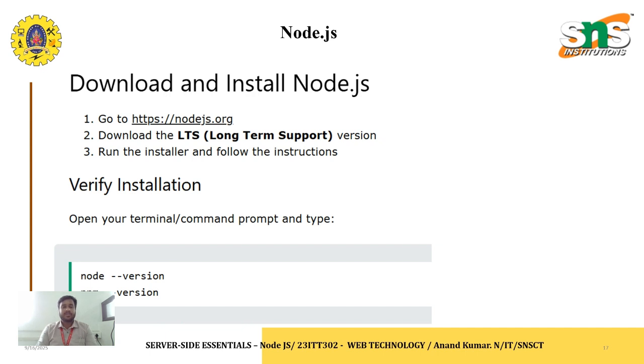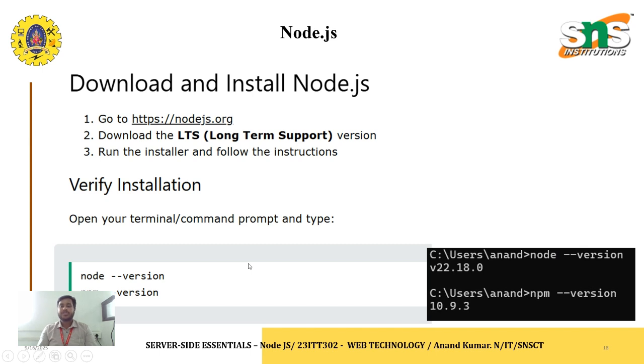To verify the installation, whether it has been installed or not, we can use our terminal or command prompt. Suppose you want to check whether Node has been installed. You can just type node --version. Or if you want to check whether npm has been installed, you can use npm --version, and it will show you the version. In the terminal, the Node version here is 22.18.0, and the npm version here is 10.9.3, and this will be the output for this line of code.